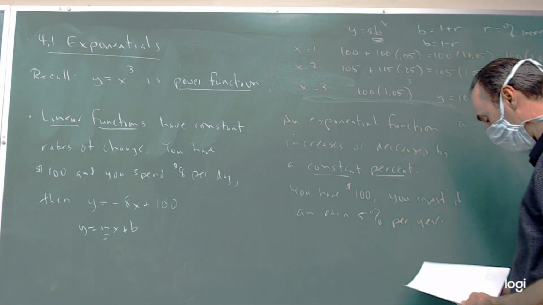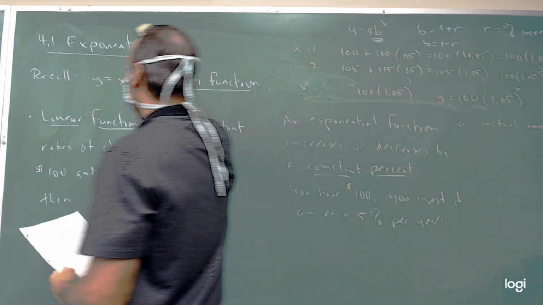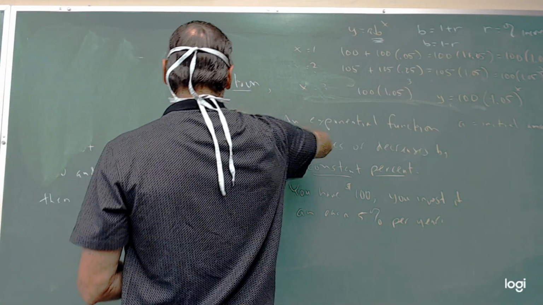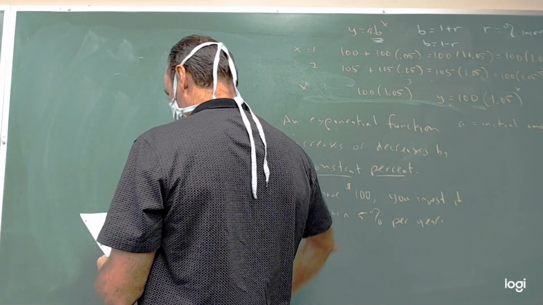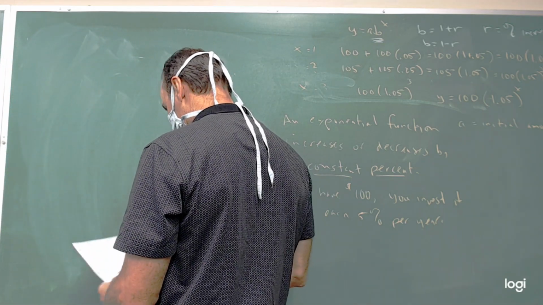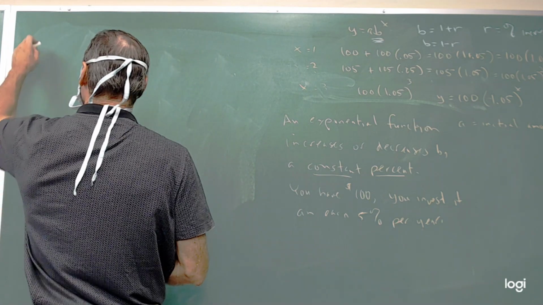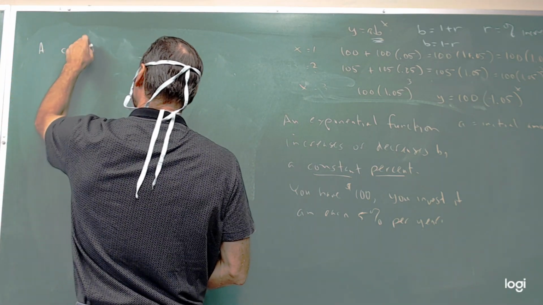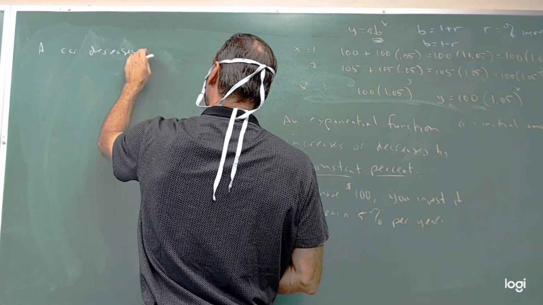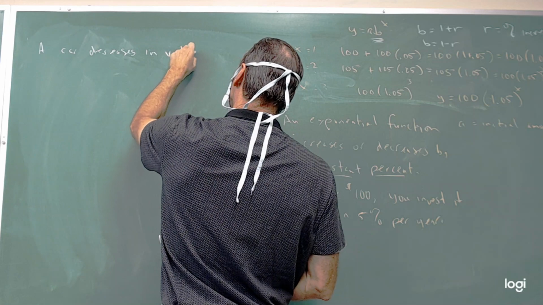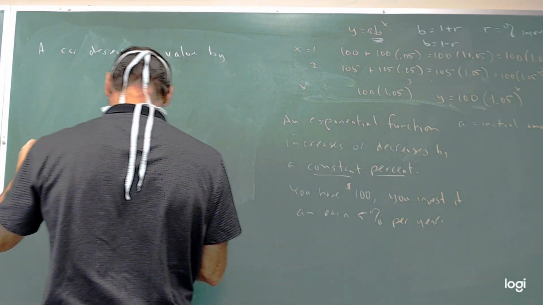Okay, so let's summarize a little bit here. Well, I think we've said that. So let's do an example here. A car decreases in value by 20% each year.